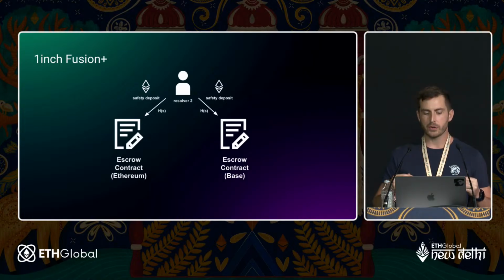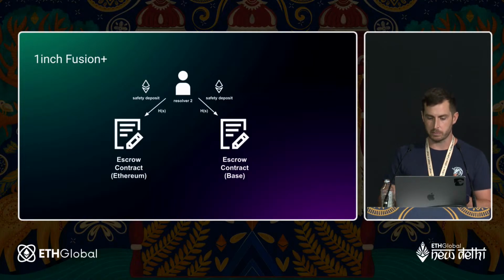By filling the order, we'll actually create the source chain escrow and the destination chain escrow contracts. And when they do this, they also assign a security or safety deposit to the contracts. And this is a very small deposit, about the amount of gas, which is a safety mechanism that allows other resolvers to come in and fill the order if resolver 2 fails anywhere throughout this process.